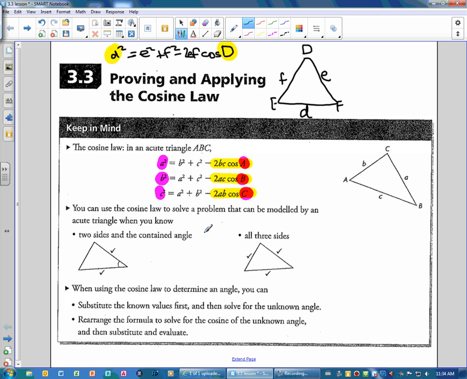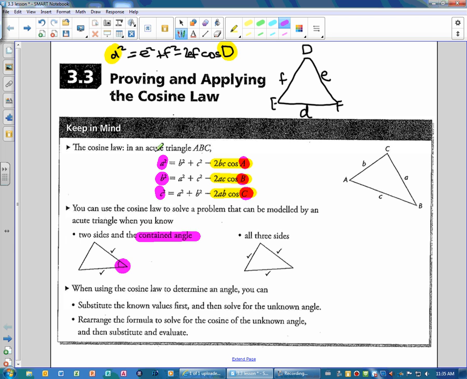So you can use the cosine law to solve a problem that can be modeled by an acute triangle when you know two sides and a contained angle, or if you know all three sides. So remember that the sine law was all about a set. Cosine law is all about this contained angle. Now, what's a contained angle? A contained angle is an angle that's in between two sides.